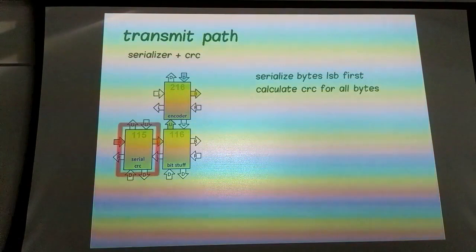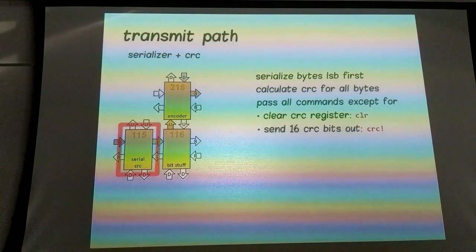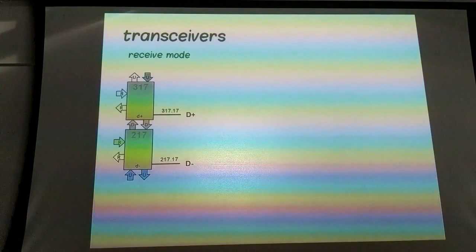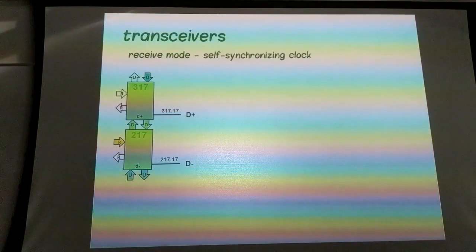The first node in the transmit path is the serializer and CRC calculator. It performs several simple functions. It serializes all data bytes, least significant bit first. It calculates CRC for all data bytes, and it passes all commands except for 2 intended for this node. One is clearing the CRC register, and the other sends 16 bits of CRC out for transmission.